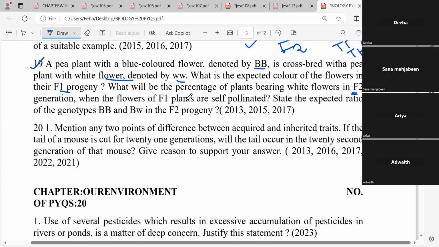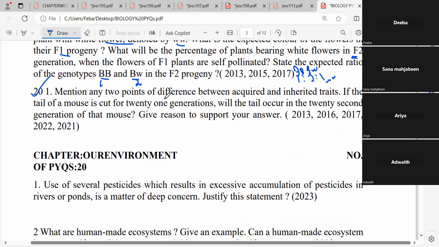25%. When the flowers of F1 plants are self-pollinated, what is the expected ratio of genotypes of capital B capital B, capital B small w and small w small w in the F2 progeny? The genotypic ratio is 1:2:1, of which one is capital B capital B, two are capital B small w, and one is small w small w.